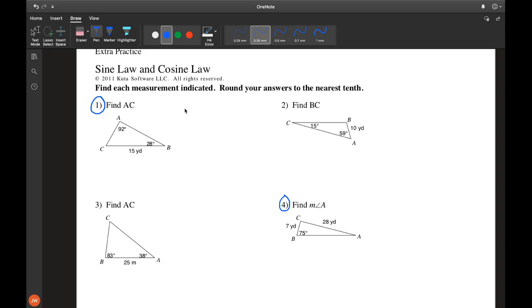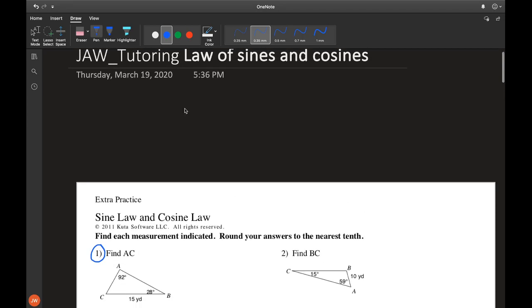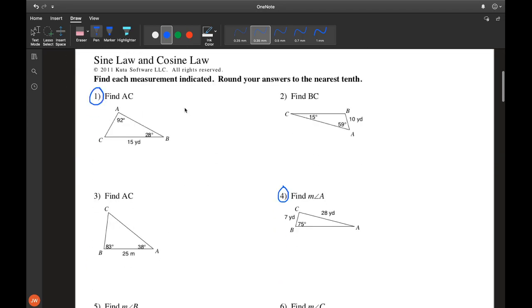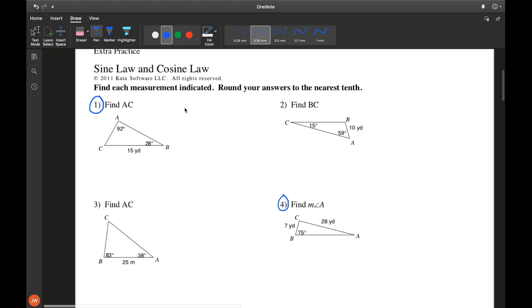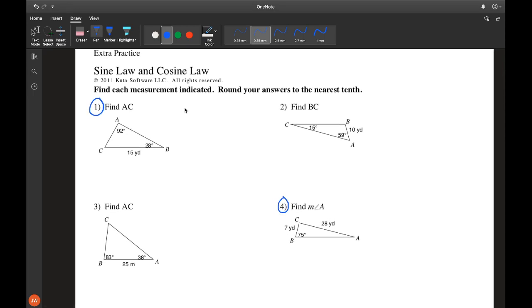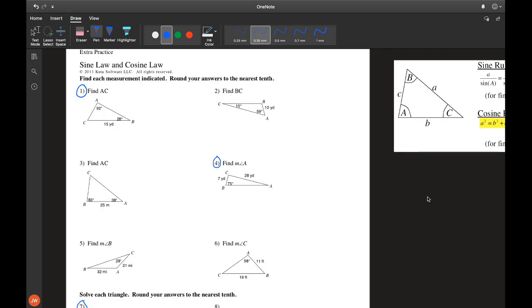So today we're just going to go over sine law. I'll make a separate video for cosine law. I think it would just be too long to do both of them at once. So let's look at sine law.